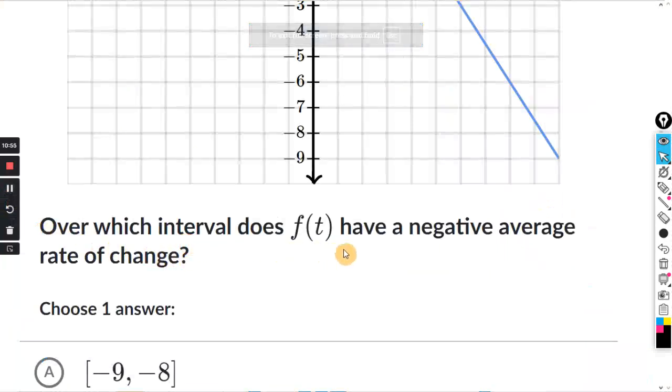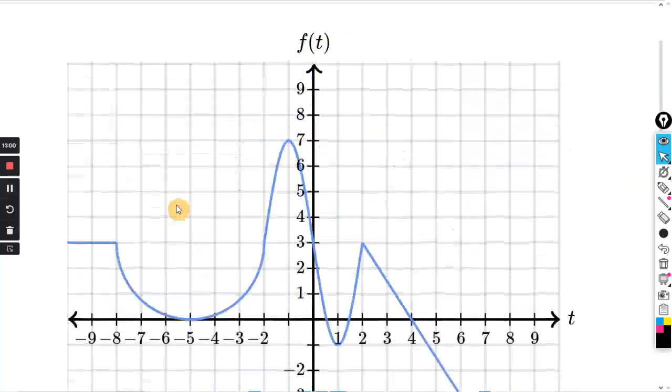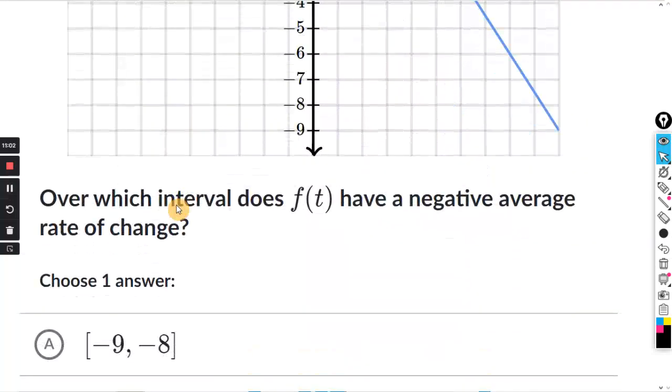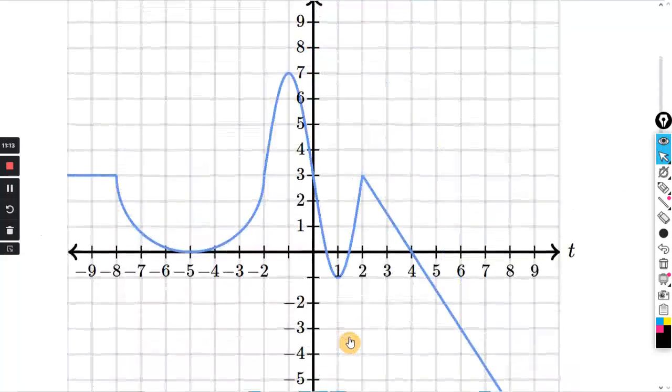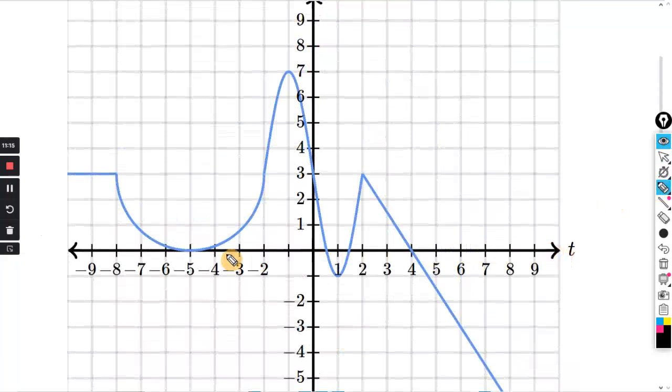Over which interval does f of t have a negative average rate of change? Okay, pretty simple. You don't have to calculate, just draw it. These intervals are the x intervals, as always. So let's go from -9 to -8 on the x-axis. Trace that to the graph. If we go to the graph, that's that point, and that is still that point.